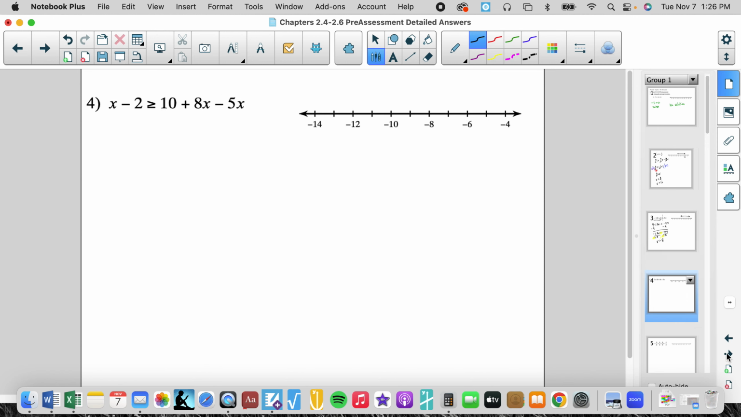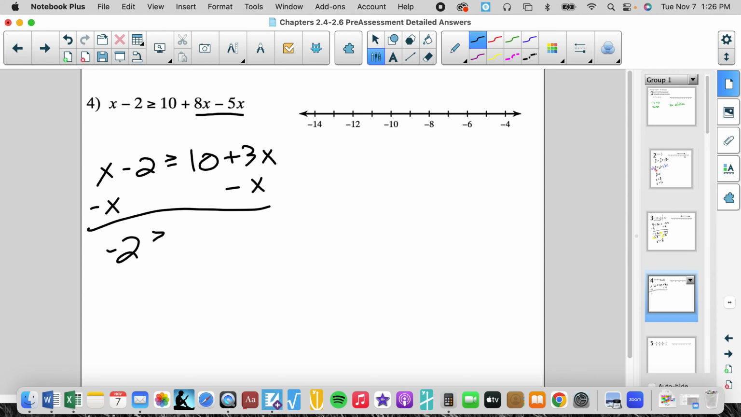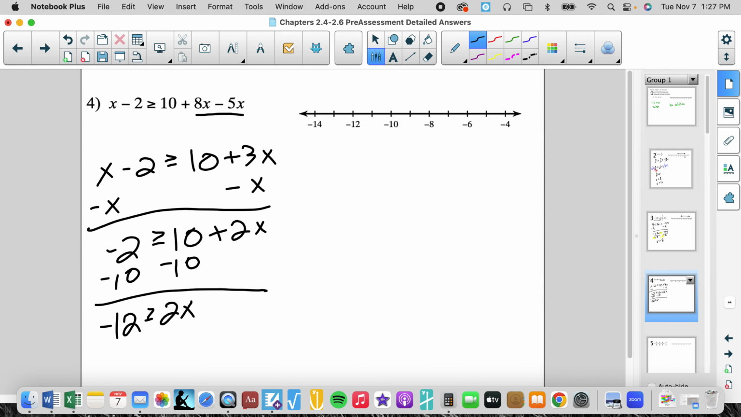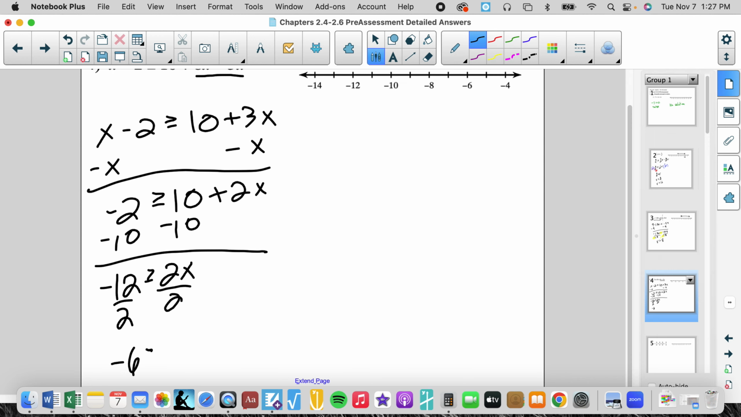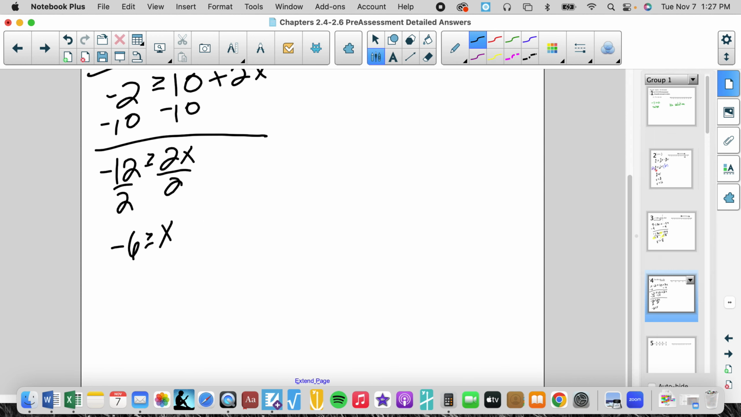Number 4, we can simplify one of the sides. We always want to simplify if we can prior to moving things. Now we're going to move variables first. We get negative 2 is greater than or equal to 10 plus 2x minus 10 minus 10. Negative 12 is greater than or equal to 2x. Divide by 2. We get negative 6 is greater than or equal to x, which can be written as x is less than or equal to negative 6.